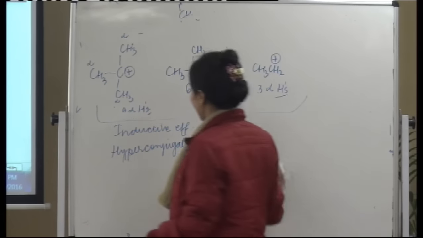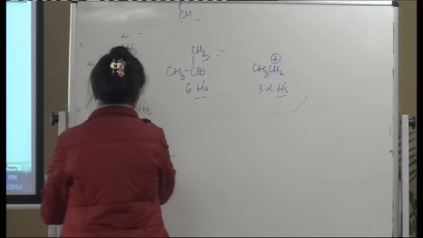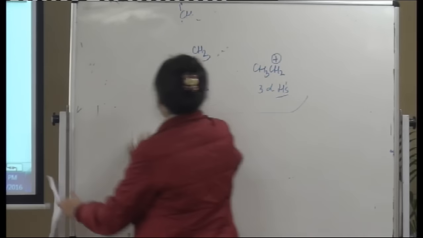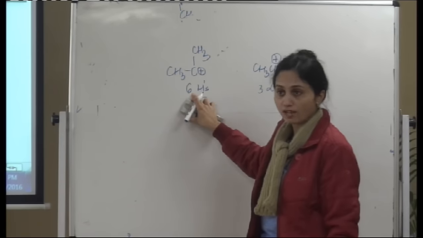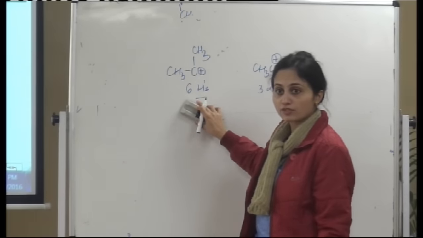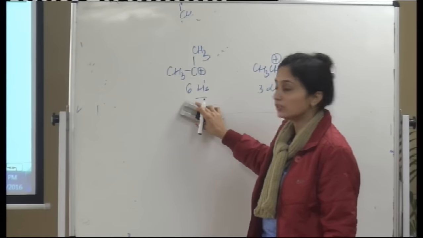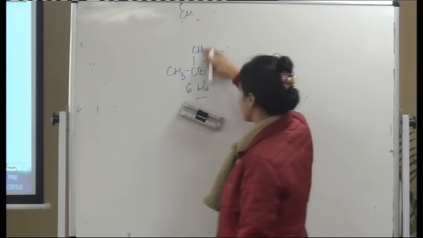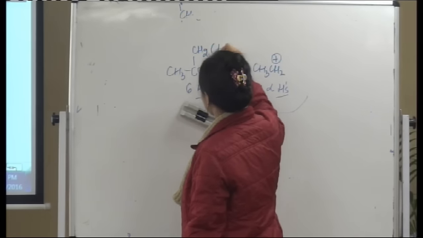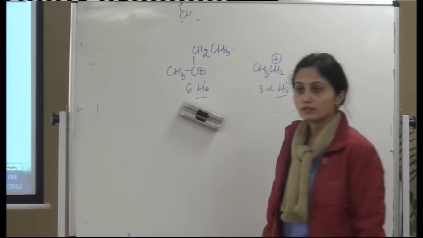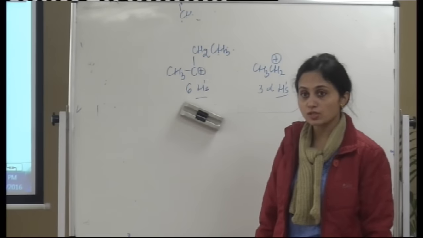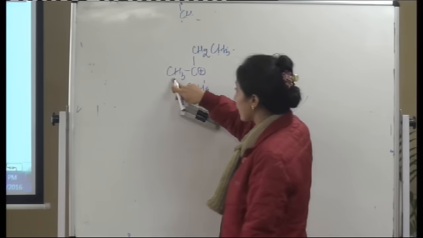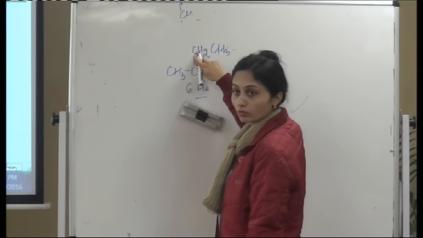And I'll talk about the inductive effect a little later. So in this case, how many hyperconjugating structures will you have? 6. The number of hyperconjugating structures will be equal to the number of your alpha hydrogens. So if I do this, now how many structures? Now how many hyperconjugating structures? 5, because now the alpha hydrogens are like 3 plus 2, so 5.